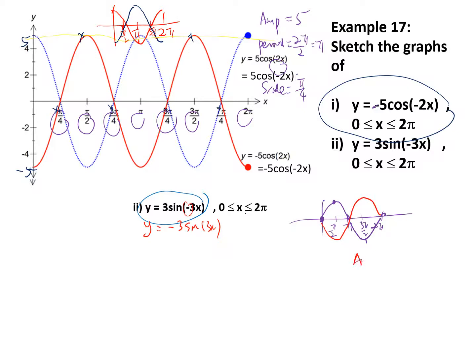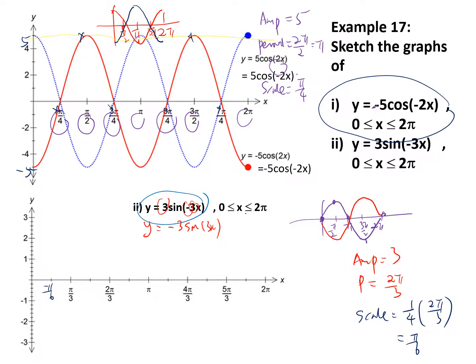Okay, let's write down the amplitude for this, which is 3. What's the period? 2 pi divided by 3. Yes, dilation factor 1/3 from the y-axis. And the scale is always a quarter of the period, which is 2 pi on 12, which is pi on 6. So let's put that scale down. Pi on 6, 2 pi on 6, 3 pi on 6, 4 pi on 6, 5 pi on 6, 6 pi on 6, 7 pi on 6, 8 pi on 6, of course 4 pi on 3, 9 pi on 6. We can simplify that if you want to. 10 pi on 6, which is 5 pi on 3, 11 pi on 6.